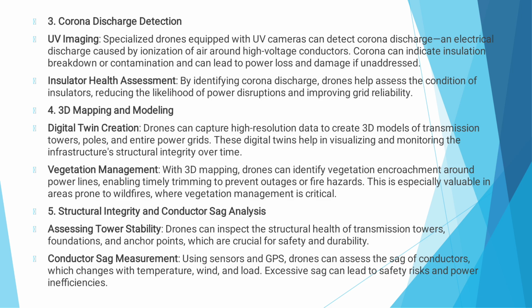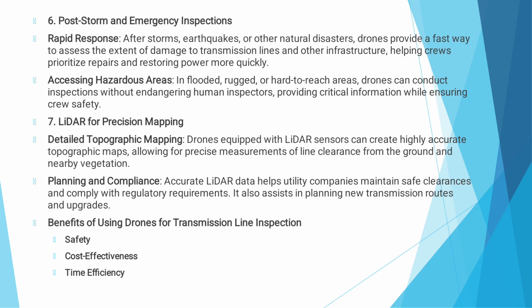Structural integrity and conductor sag analysis. Assessing tower stability. Drones can inspect the structural health of transmission towers, foundations and anchor points, which are crucial for safety and durability. Conductor sag measurement. Using sensors and GPS, drones can assess the sag of conductors, which changes with the temperature, wind and load. Excessive sag can lead to safety risks and power inefficiencies.